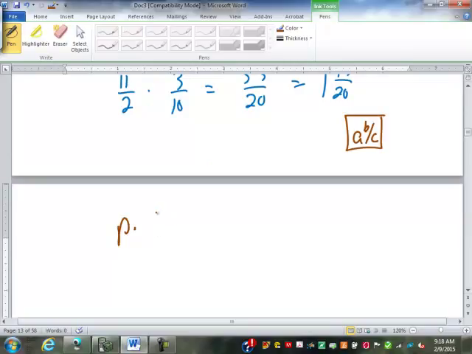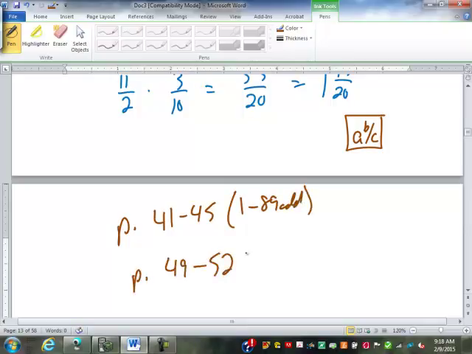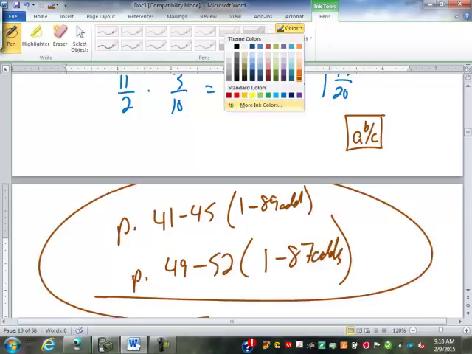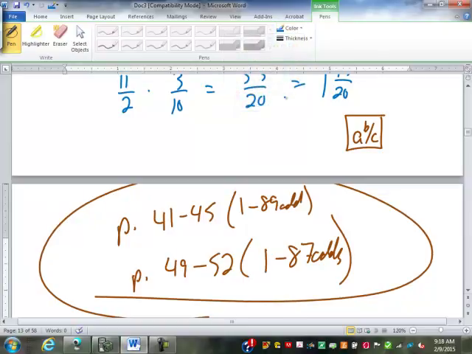Otherwise, in your book, it is on page 41 through 45. Problems 1 through 89, the odds. And also on page 49 through 52, problems 1 through 87, the odds. Again, I don't expect you to do all of them. Do some of the easy ones, skip ahead to the more difficult ones.